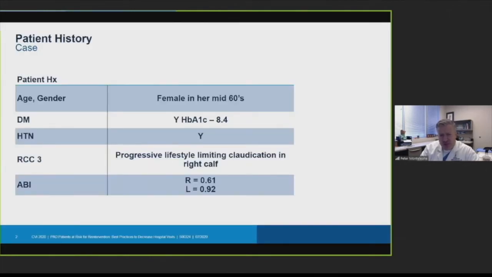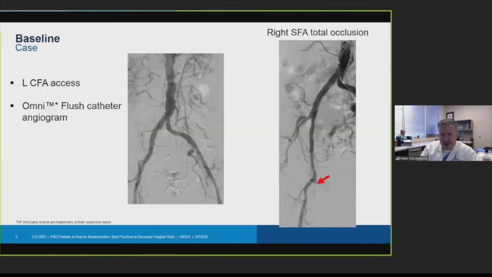So to begin with the first case, a patient of mine, a female patient in her mid-60s, diabetic with an improving, though still elevated A1C, hypertension, and presented with a progressive history of lifestyle limiting claudication in her right calf, truly limiting of her ability to function, to interact with her family, to go to the store, to do the things that she needs to do. Her rest ankle brachial index on the right lower extremity was 0.61, on the left side it was 0.92.